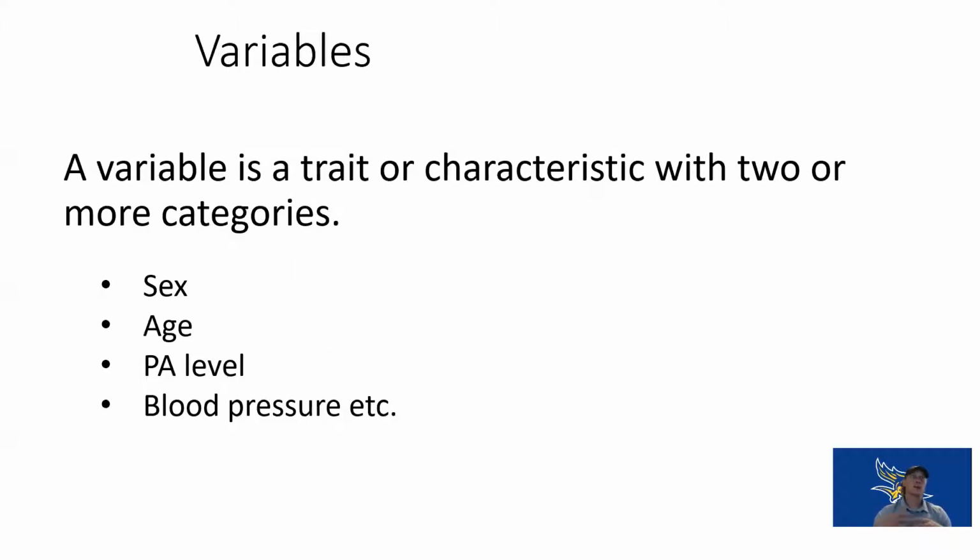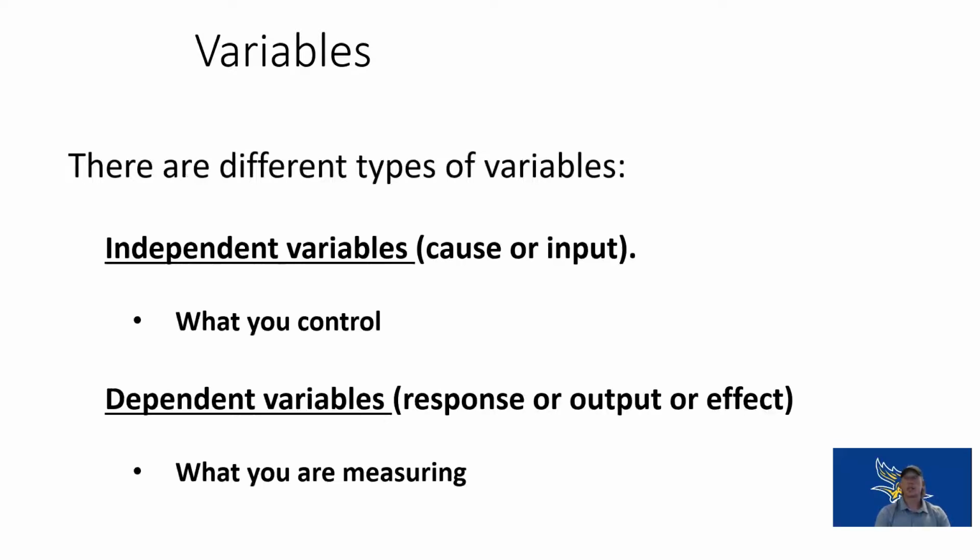Okay. We remember from before we have specific variables that can be within categories. They can be different types of variables, but these are traits or characteristics. We have two different types of variables within our research design. We have independent variables and dependent variables. You do need to know this for your quizzes and your exams, so make sure that you understand these.